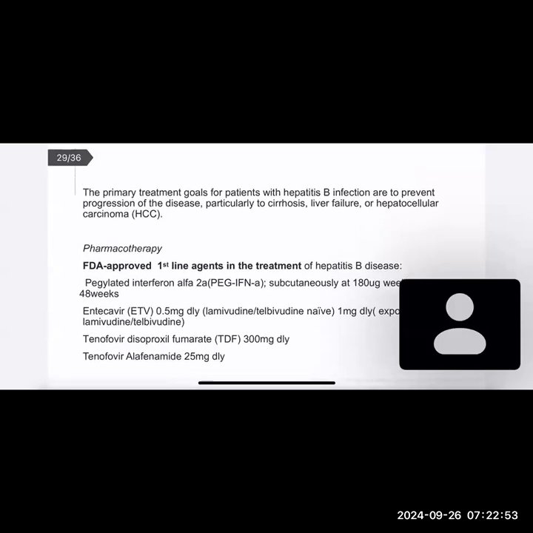So the primary treatment goals for patients who have hepatitis B infection is, 1, to prevent the progression of the disease, to prevent them from going on to have cirrhosis, prevent liver failure and hepatocellular carcinoma.